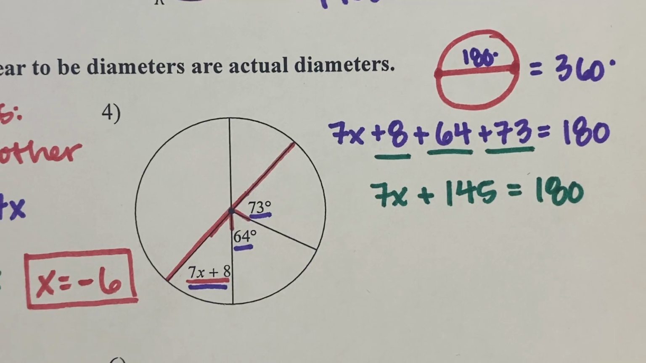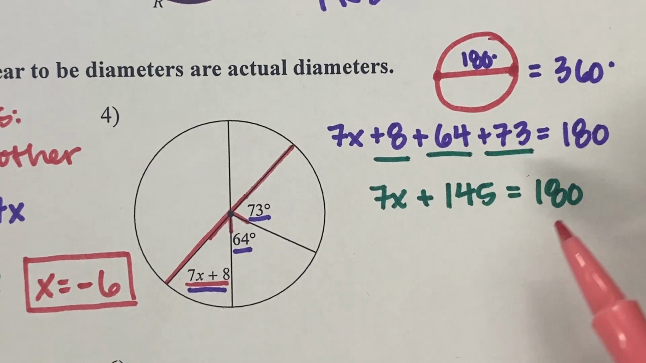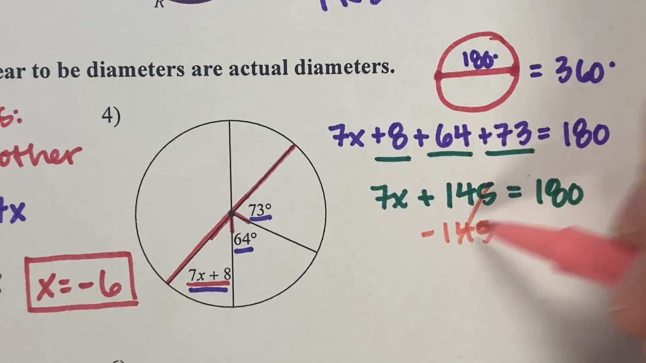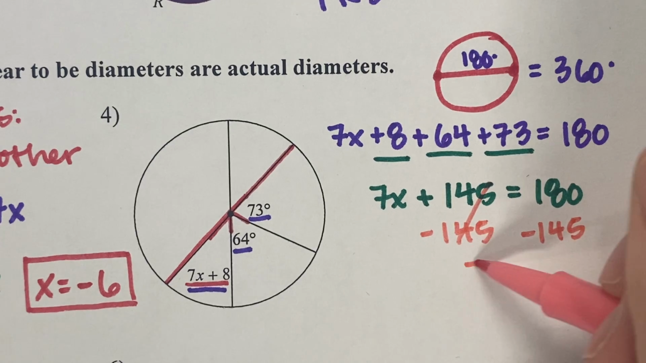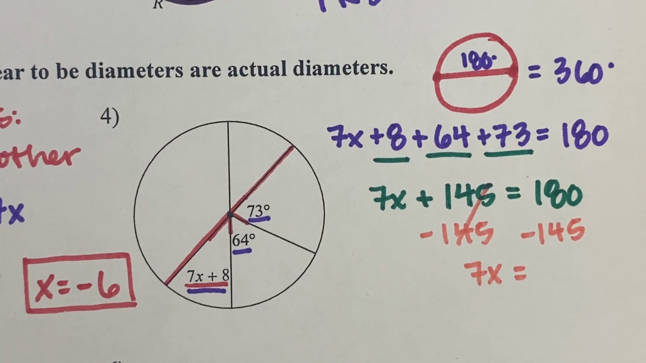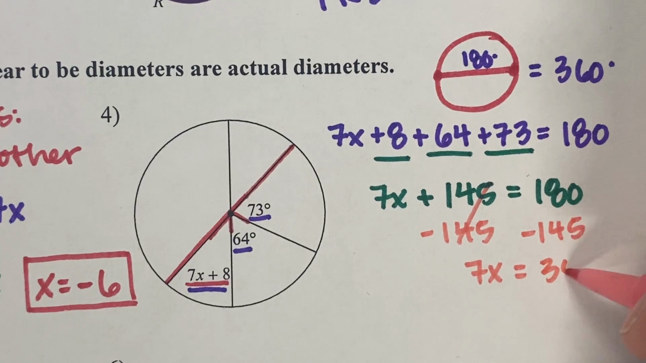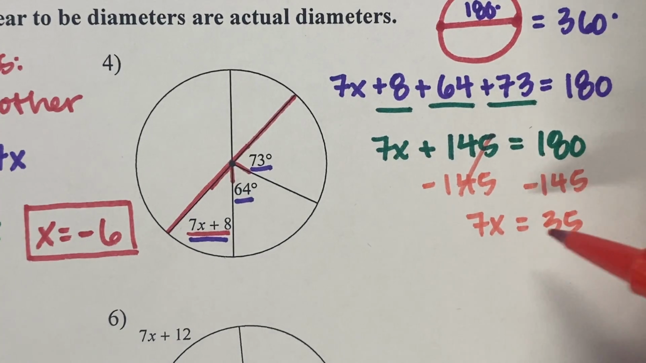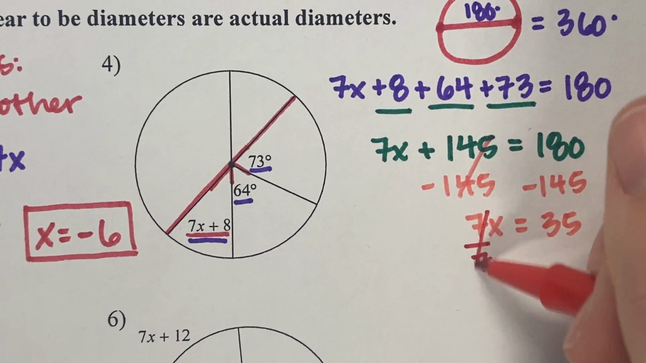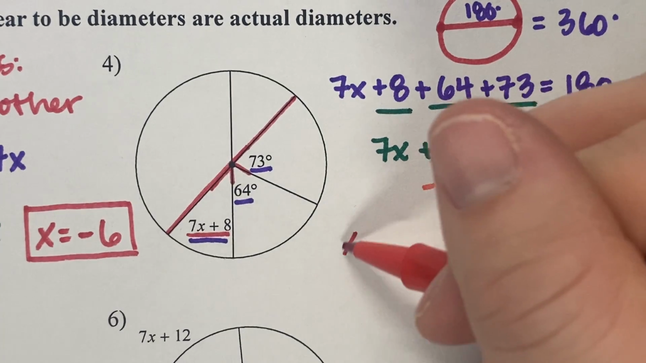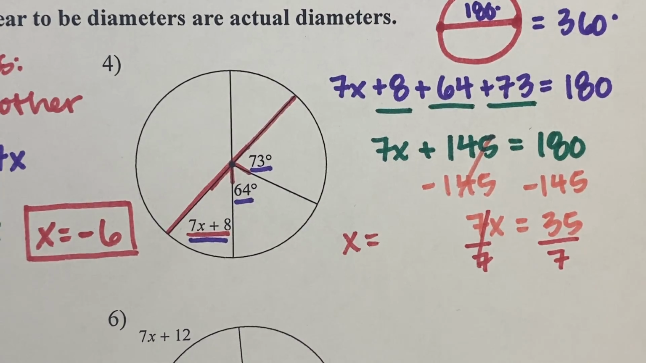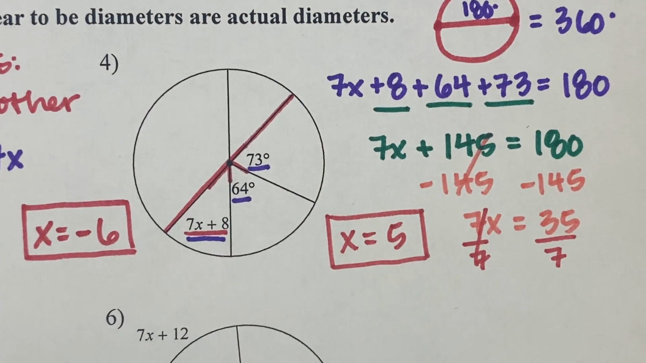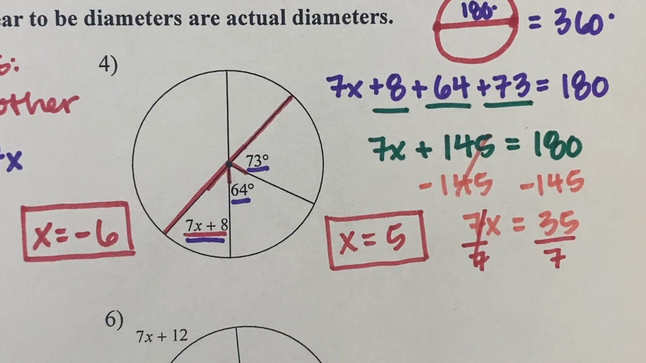Okay. Now I can solve for my x. So farthest away from my x is this positive 145. Get rid of it by doing the opposite, negative 145. So now I have 7x is equal to 180 minus 145. Gives me 35. And one more step to get my x all by itself. Opposite of times by 7 is divide by 7. So I get x is equal to 35 divided by 7, which is 5. And there we go.